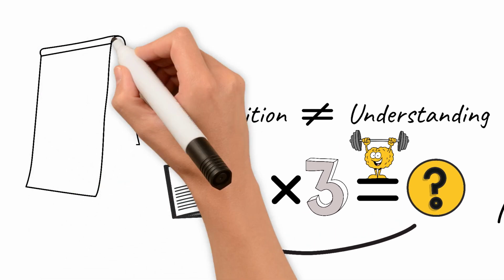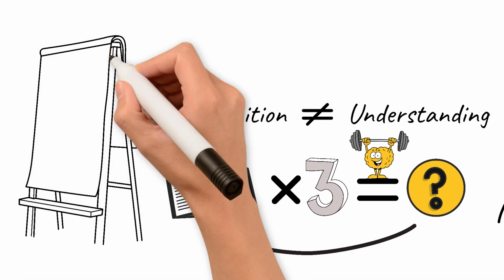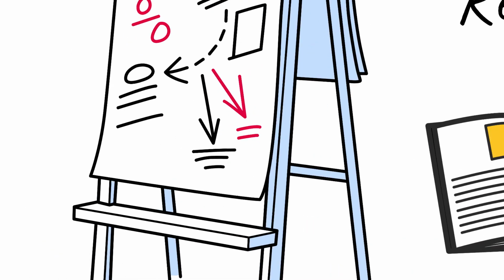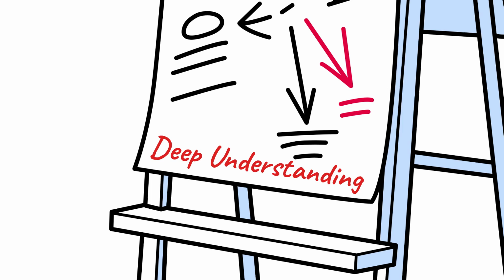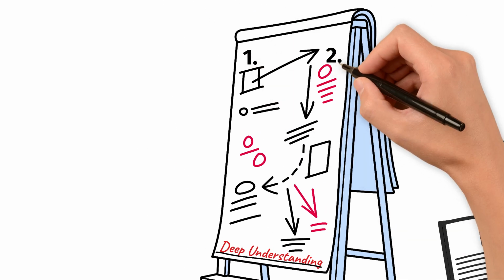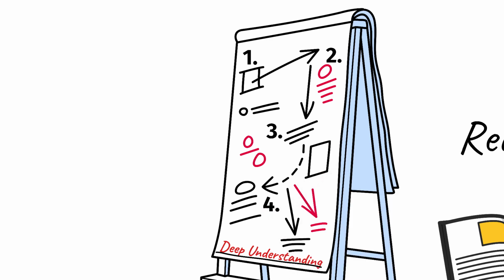But what if I told you there's a technique used by one of history's greatest physicists that can expose these knowledge gaps instantly and turn shallow learning into deep understanding? By the end of this video, you'll master the 4-step Feynman technique and never waste time on fake learning again.